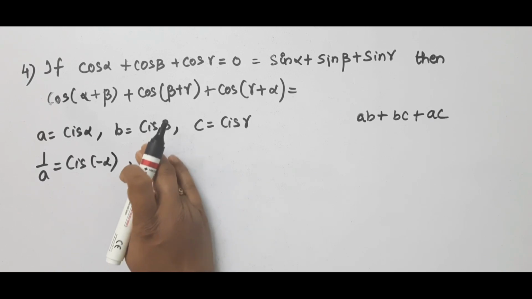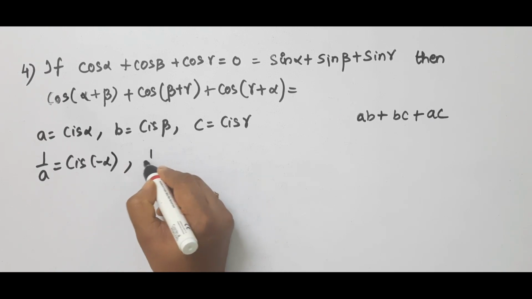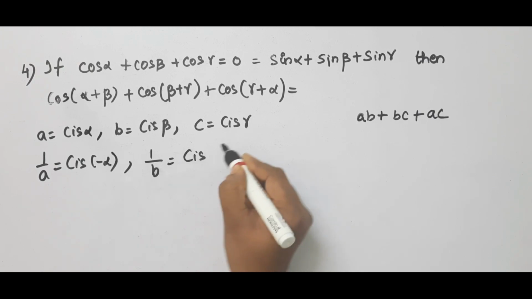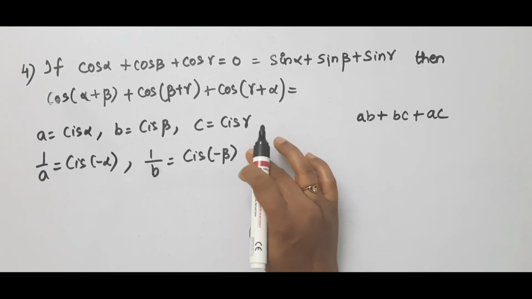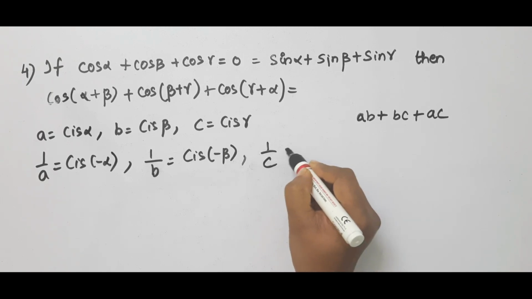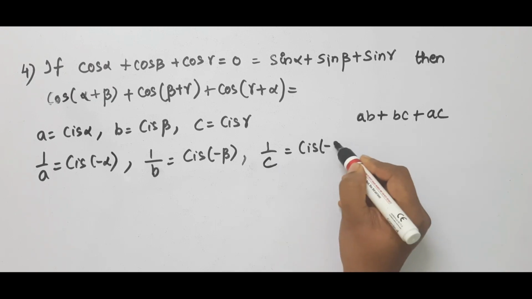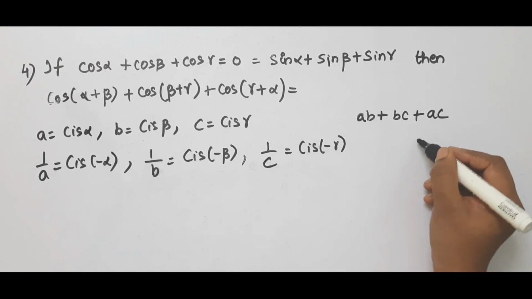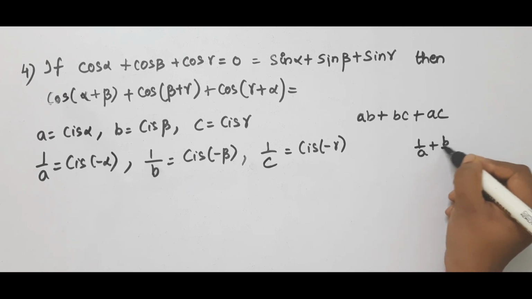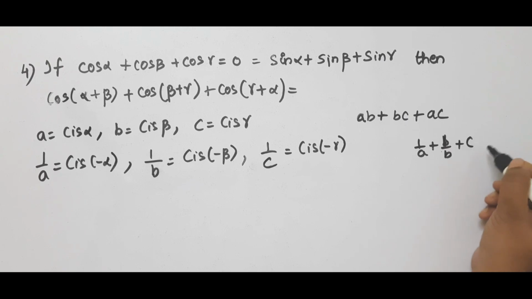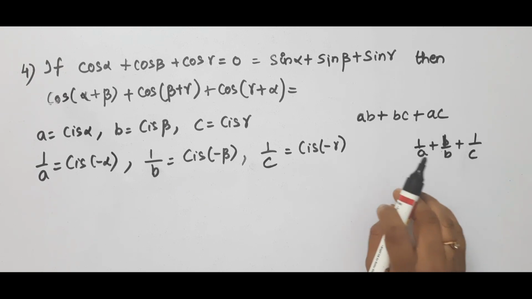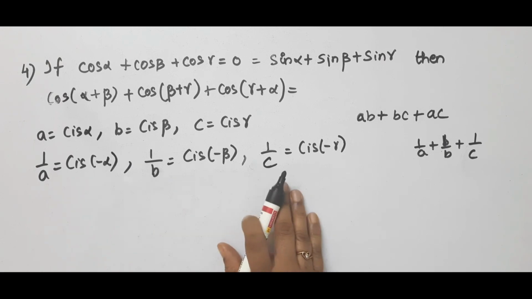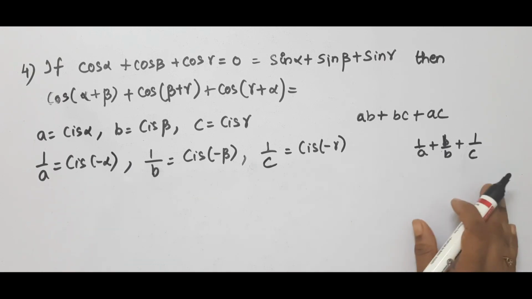1 by B becomes, if B is equal to cis beta, 1 by B is nothing but cis of minus beta. If C is equal to cis gamma, then 1 by C is nothing but cis of minus gamma. So when we add these three, it is 1 by A plus 1 by B plus 1 by C. We know that the numerator value will be AB plus BC plus AC, is it not? So first we have to get the values of 1 by A, 1 by B, 1 by C. We had it. Now we have to do the addition of these three.